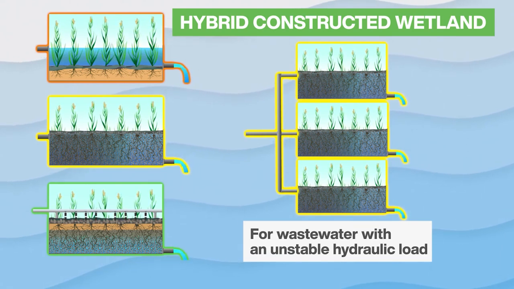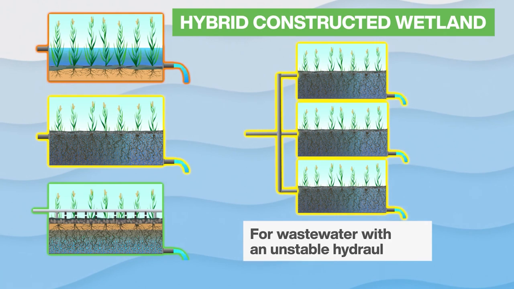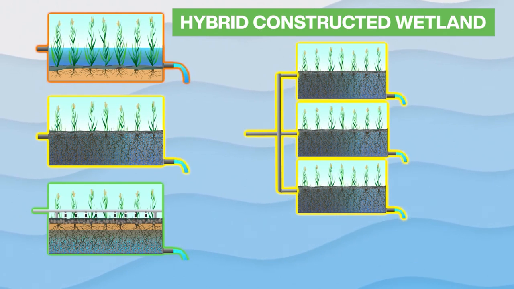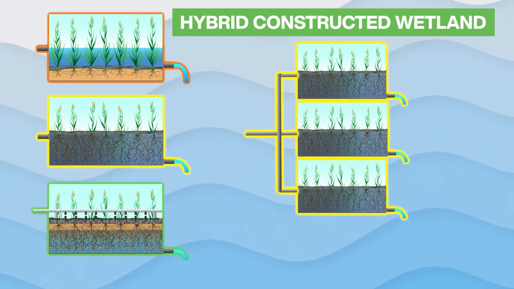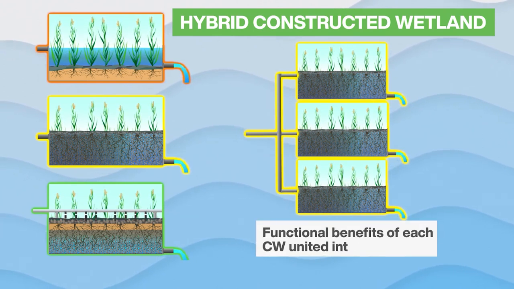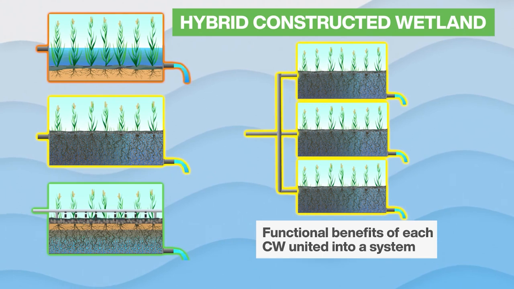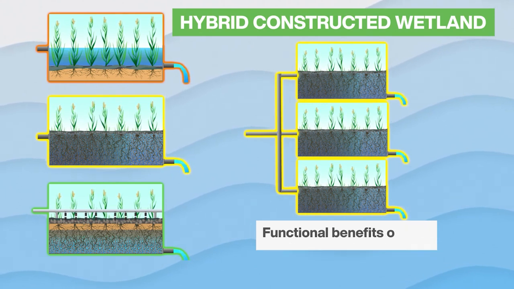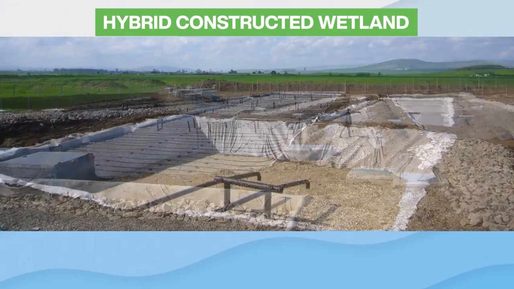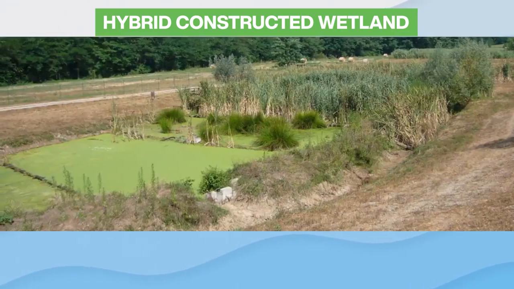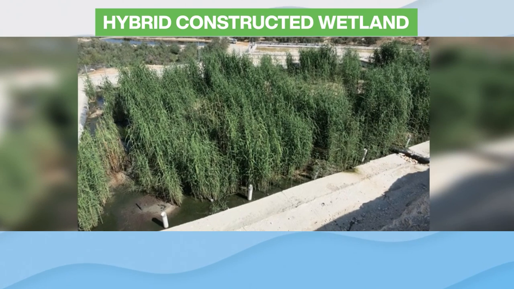It should be noted that the fourth hybrid type of constructed wetlands considerably enhances the functional benefits of each wetland united into the system and, moreover, offsets the shortcomings and weak points of the other parts of the system. Hybrid constructed wetlands are used for the treatment of all of the above-mentioned types of wastewaters, including industrial wastewaters.